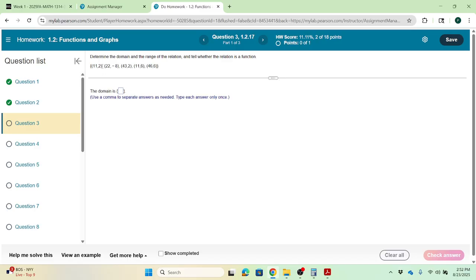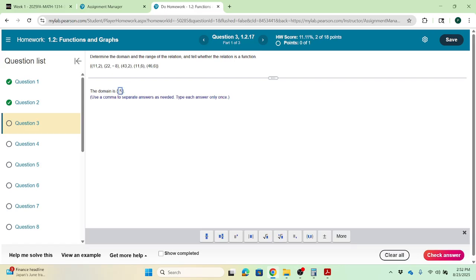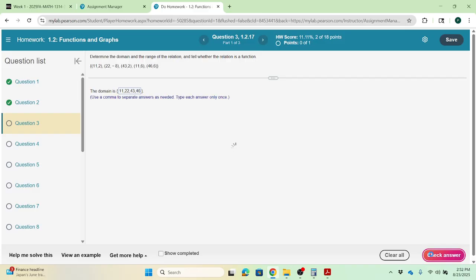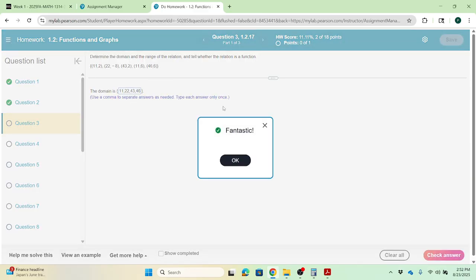But if you are trying to find the domain and range of this kind of collection, domain means just the collection of the first elements in the ordered pairs, like 11, 22, 43, 46, without repeating 11. So 11, 22, 43, 46. You don't have to repeat the 11. So that's the domain of this list. What is the domain? Domain means the x coordinate. What is the range? Range means the y coordinate.